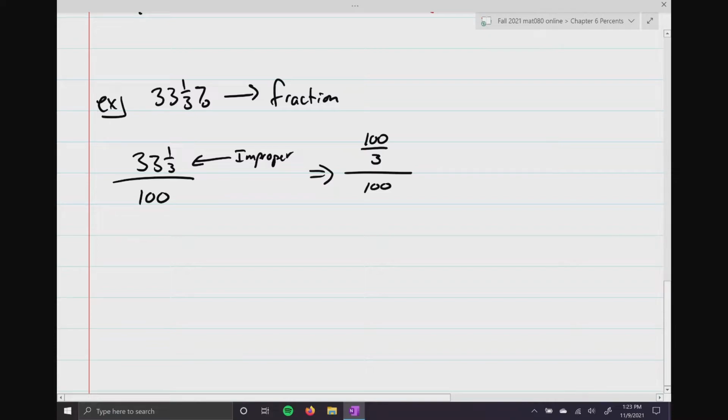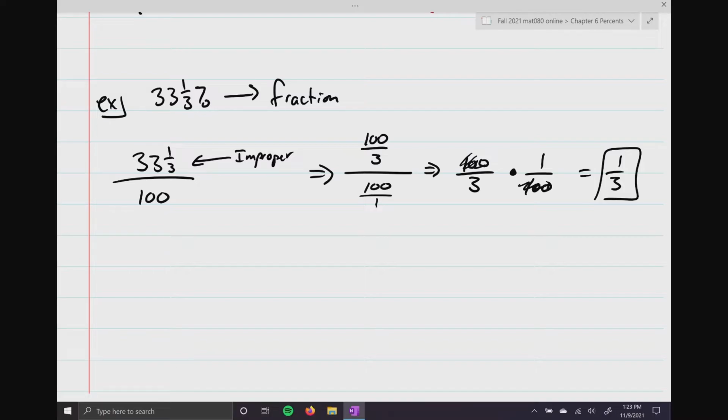Now, remember, I can make any whole number I want a fraction. So this 100, I'm going to put it over 1. And as you can see here, we're going to rewrite the first fraction. We're going to change division to multiplication, and we're going to multiply by the reciprocal of the second fraction. And as you can see, the 100s will reduce, and you're going to be left with 1/3. Okay? So that was changing a percent to a fraction.